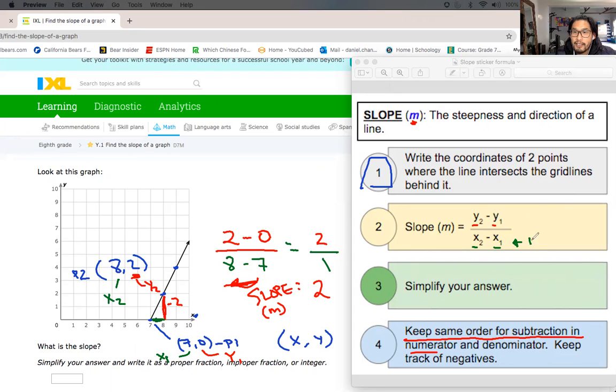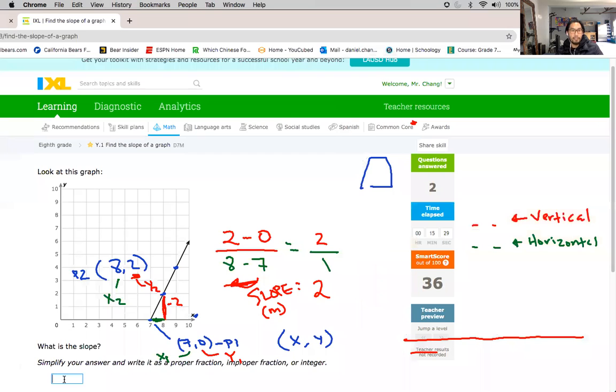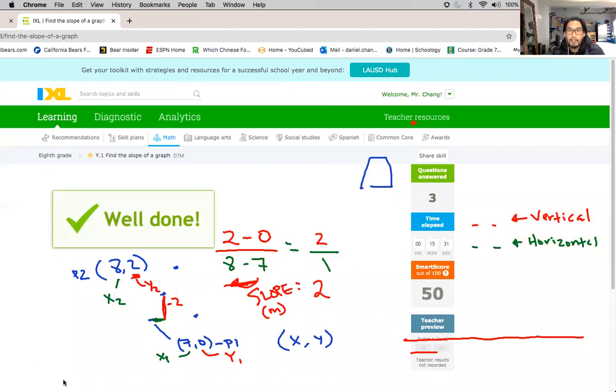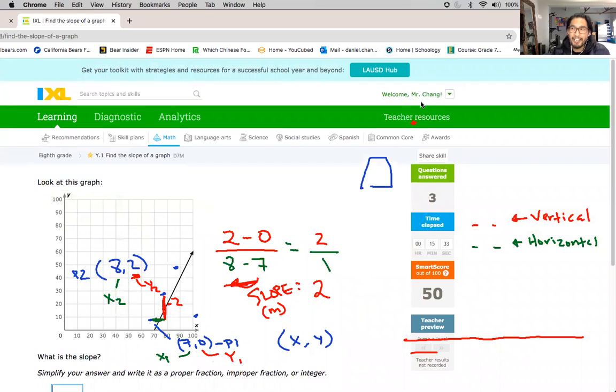When you subtract two x's, that's the horizontal change. And when you subtract your y coordinates, that's really your vertical change. So this is just the same as drawing those triangles. Y coordinates go up and down, x coordinates go back and forth. So there you go. Let's see what my grade's at now. I'm going to put a 2 in here. I'm at a 50.